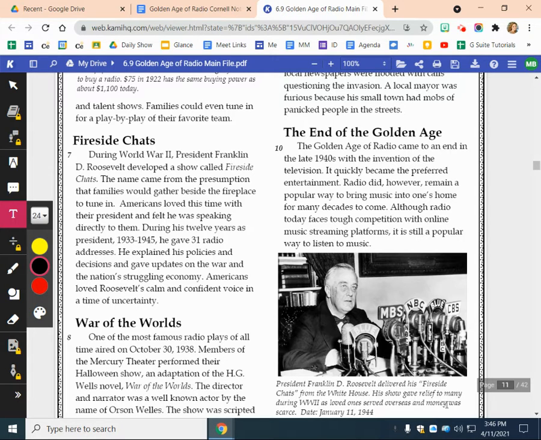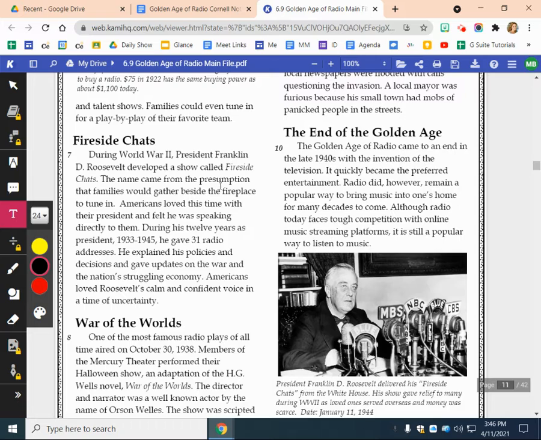But it says his show gave relief to many during World War II as loved ones served overseas and money was scarce. So he came on regularly and updated them on the war effort so that they would understand what's happening overseas during the war. And they didn't have to wonder or wait for letters to arrive in the mail. They could get immediate information, which was great for the families of the enlisted.